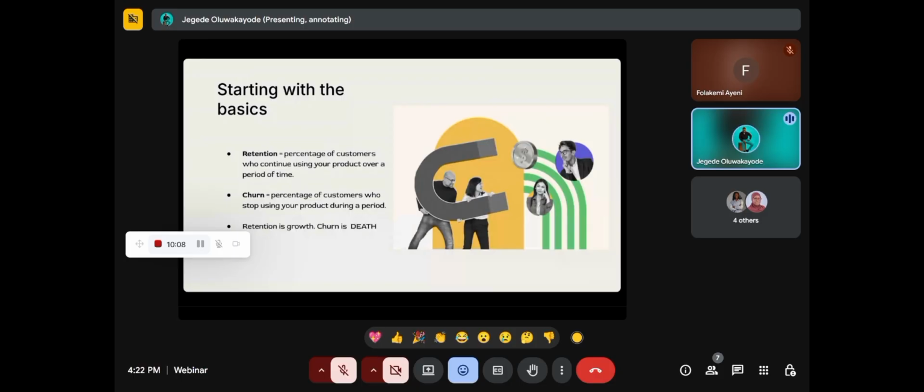Anyways, just understand that retention is growth. The more users you're able to retain, the better for you. And then churn is death. So you can tweet that: retention is growth, churn is death. You can tag me if you want. Retention is growth, churn is death.